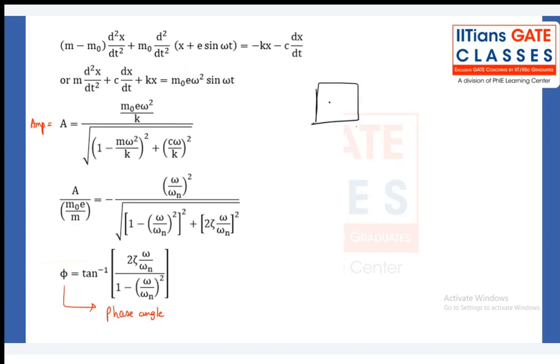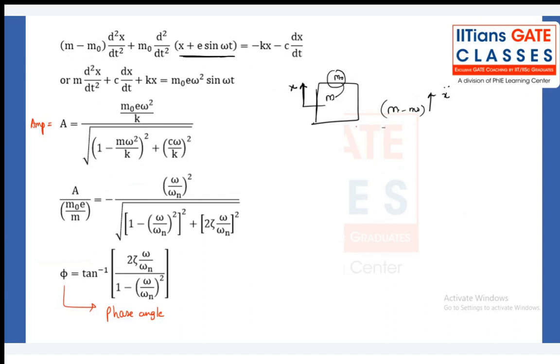The total system has a mass of M, which includes the mass of the rotor, M naught. Except the rotor, the mass is displaced by the amount x. That means I need to subtract: M minus M naught. This much of the system is getting accelerated, x double dot: (M minus M naught) x double dot.